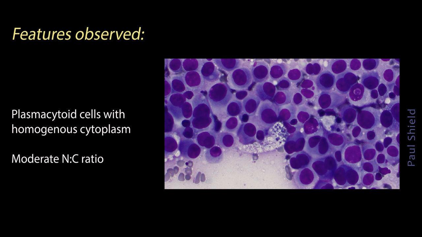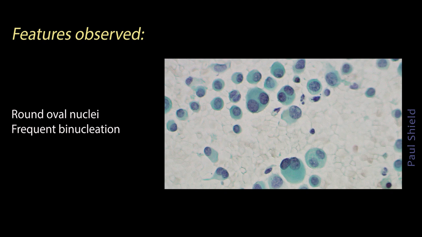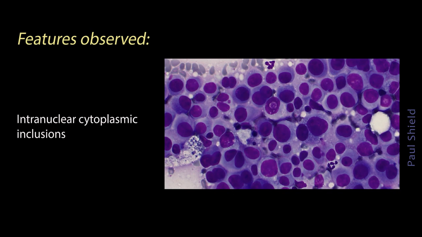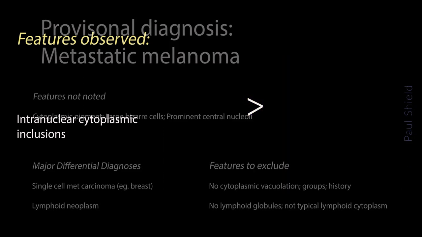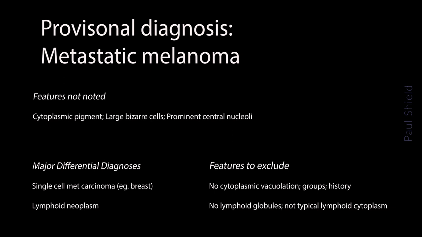So in this field, for example, there's 4 or 5 binucleate cells, and that was common in each high power field, really. Nuclei were fairly round, varied quite a bit in size, but were not really particularly irregular in outline. There were a lot of intranuclear cytoplasmic inclusions, and I showed you maybe 4 or so of those in the cells. So our provisional diagnosis really then is metastatic melanoma.